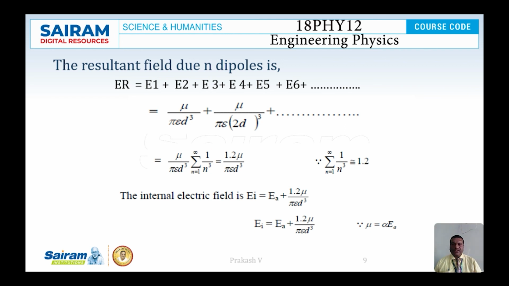Therefore, the internal electric field Ei is the sum of the applied field and the field due to all the dipoles. That is, Ei is equal to Ea, the applied electric field, plus 1.2 mu divided by pi epsilon d cube. So finally, Ei can be expressed as Ea plus 1.2 mu divided by pi epsilon d cube. This is the expression for the internal field at an atom of a dielectric material.